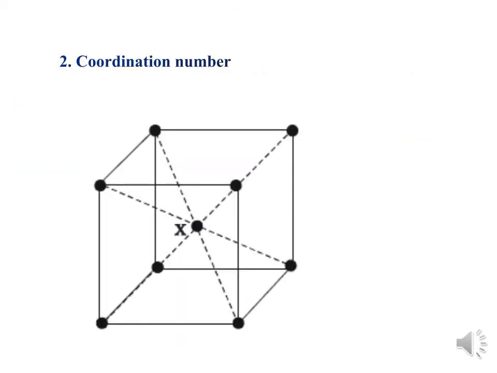Second characteristic, coordination number for BCC. The number of nearest neighboring atoms to a particular atom X surrounding it in a unit cell. You see this diagram. Consider the body-centered atom X. The X is surrounded by 8 corner atoms. Therefore, the total number of nearest neighboring atoms is 8.